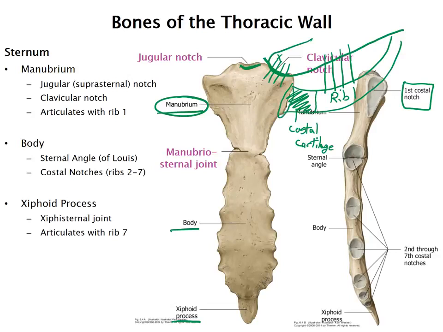Sternocostal joints are an example of a synchondrosis joint, a type of non-synovial joint in which the bones are connected via hyaline cartilage. In this case, the hyaline cartilage is represented by the costal cartilages. The body of the sternum is much longer and thinner than the manubrium, and it has a scalloped lateral border because of the costal notches that articulate with the costal cartilages of ribs 2 through 7.